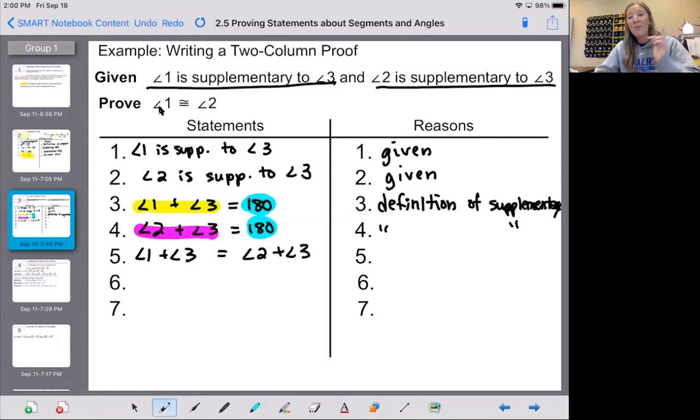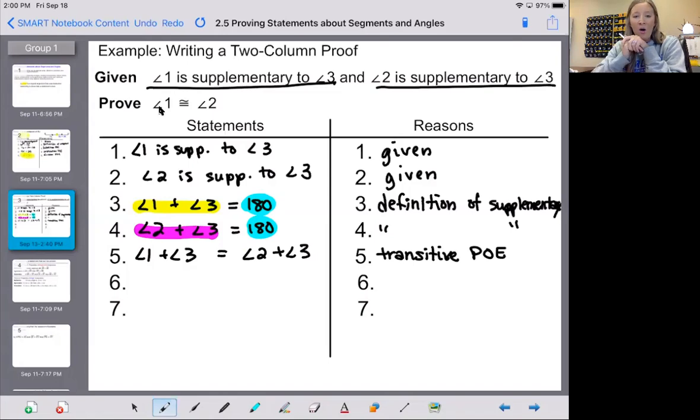Now, you do have to come up with a reason. If you think back to yesterday in section 4, we talked about the symmetric property of equality, the transitive property of equality, and the reflexive property of equality. One of those is what we're looking at right here. This is the transitive property of equality. When you have two separate items that equal one thing over here, then those two separate items are also equal to each other. So that is line 5. That's the transitive property that helps me come up with angle 1 plus 3 equals angle 2 plus 3.